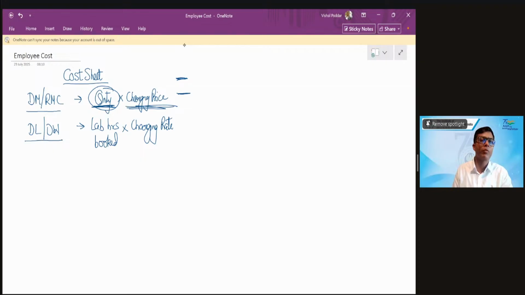The answer is you have to find out two things: how many labor hours are being spent on that work, which is called labor hours booked. How much labor hours you are going to use, you are going to consume in that particular product or production, that is called labor hours booked. And then again in costing, the most important thing is finding the charging rate, right?